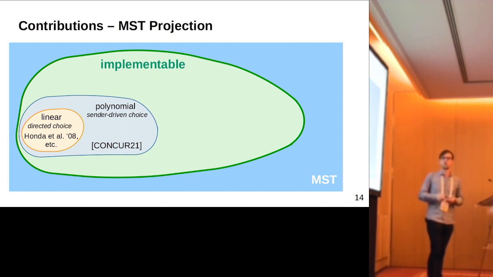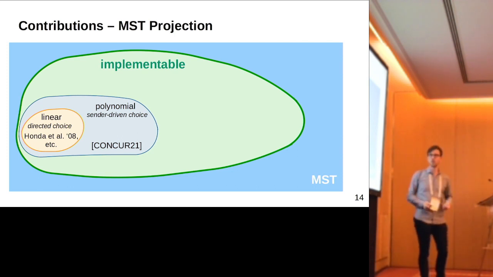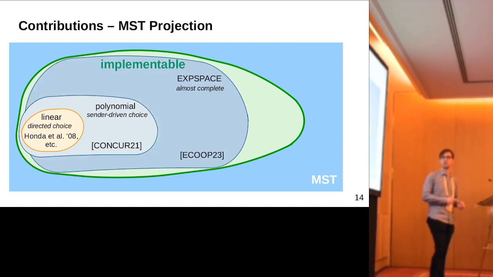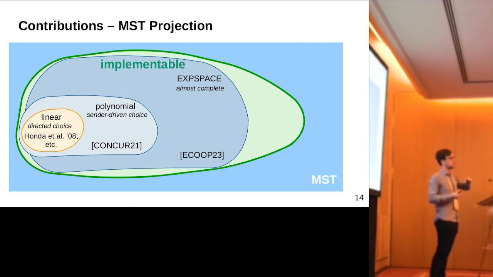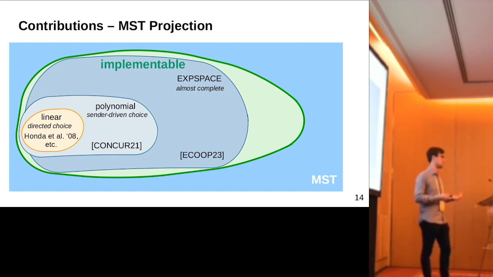Okay, but still, this doesn't cover everything, right? So in ECOOP this year, I presented an XSpace decision procedure for almost the full class of global types. Almost, because I require for every infinite execution of the protocol that every finite prefix of it can be completed to a finite completed run of the protocol. That's a side condition that I needed to show a reduction from MST implementability to high-level message sequence chart implementability.